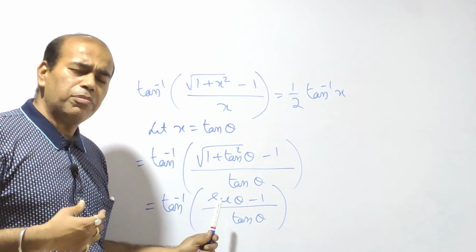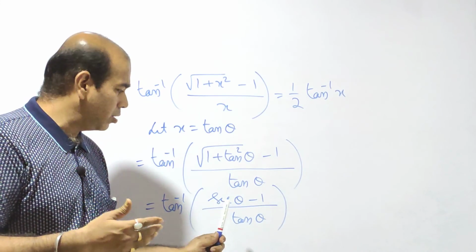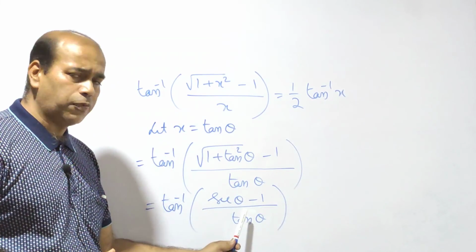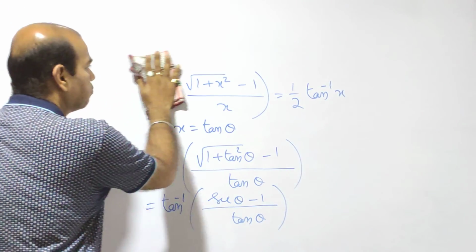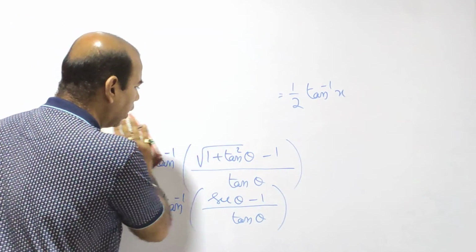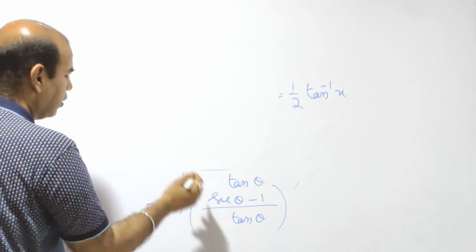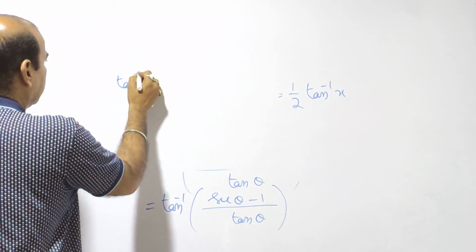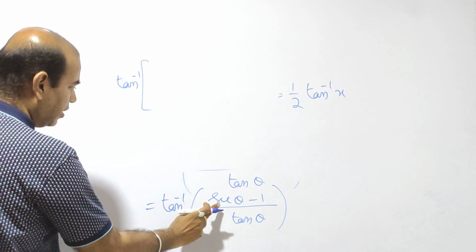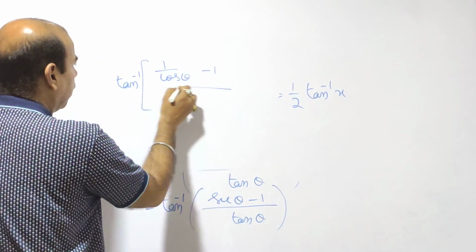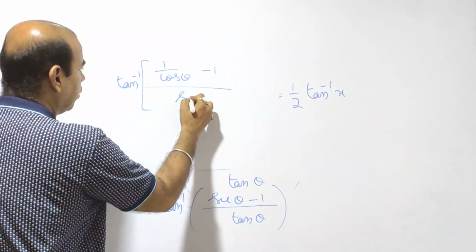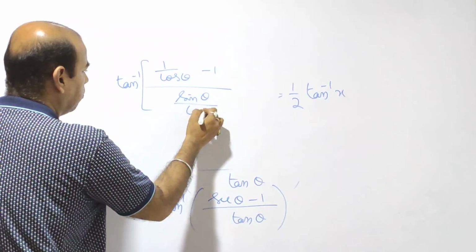Now, sec theta can be written as 1 by cos, minus 1. Tan can be written as sine by cos. Okay, so let me see what to do next. I will write tan inverse of 1 by cos theta minus 1, and tan theta I will write as sine theta by cos theta.